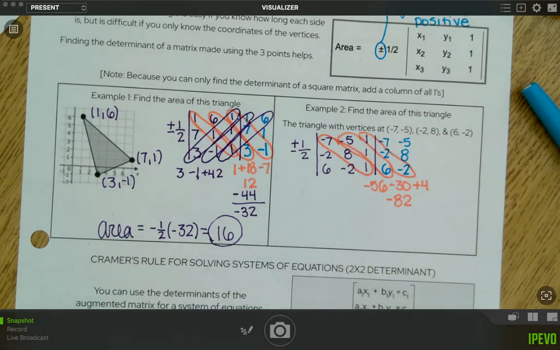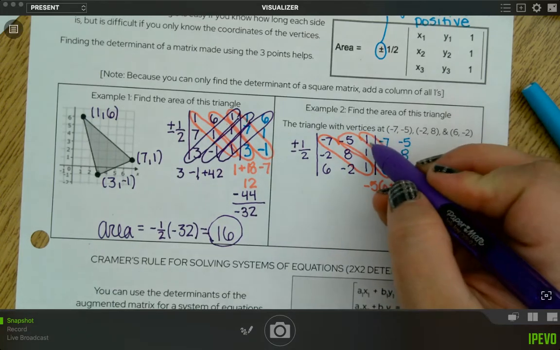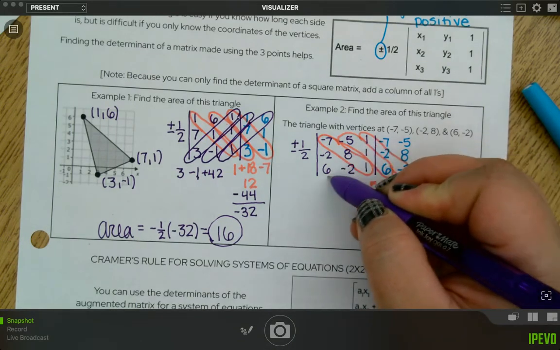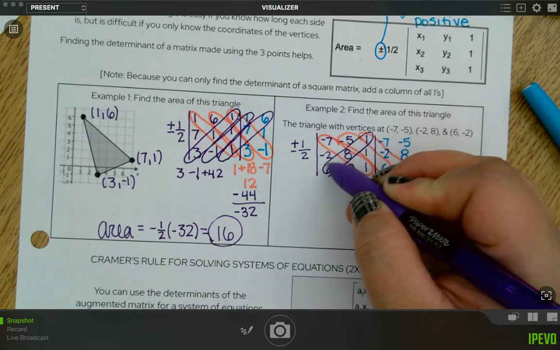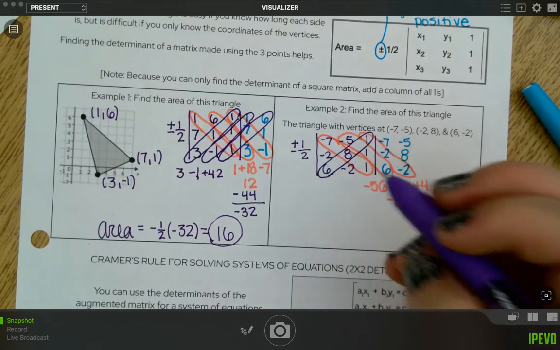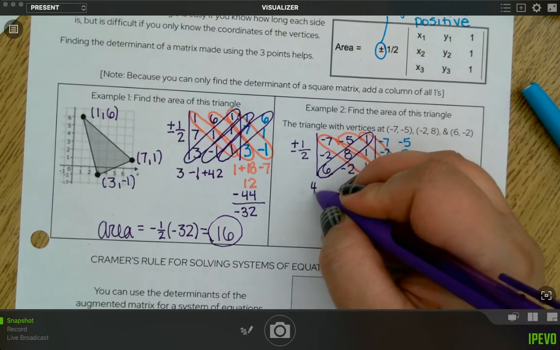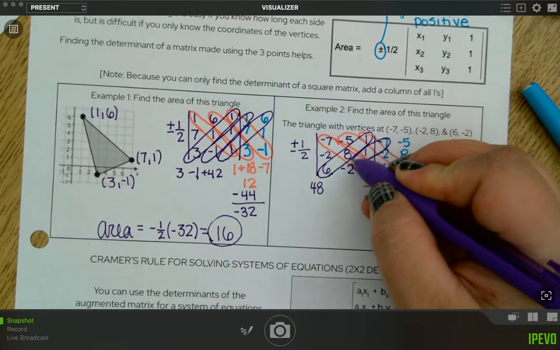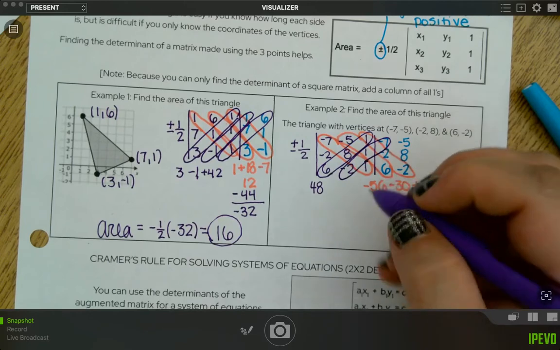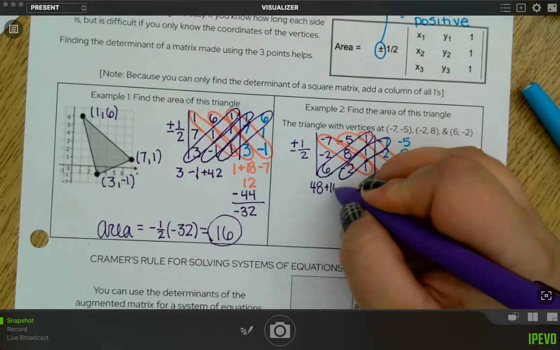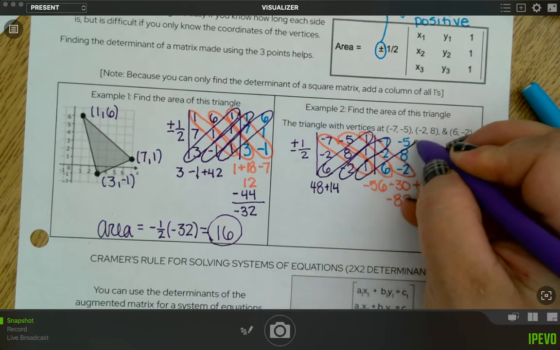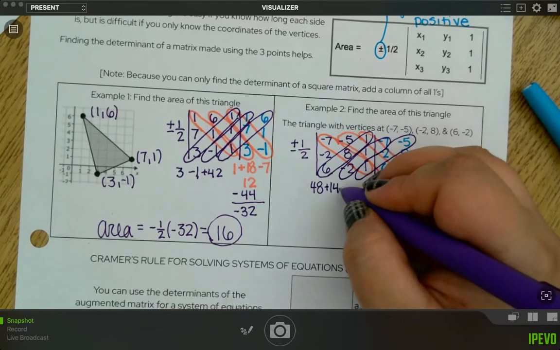Then we're going to do our diagonals that start in the middle and go to the left. So 1 times 8 is 8, times 6 is 48. -7 times 1 is -7, times -2 is +14. And 1 times -2 is -2, times -5 is 10.